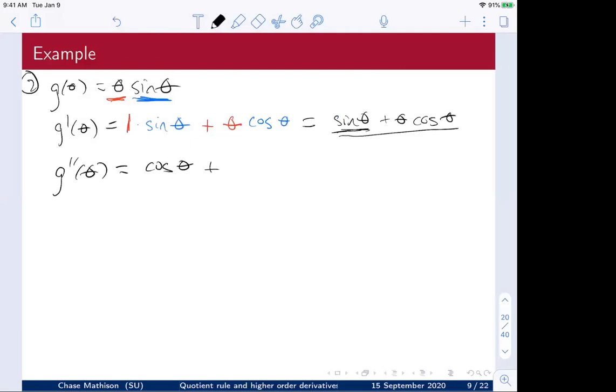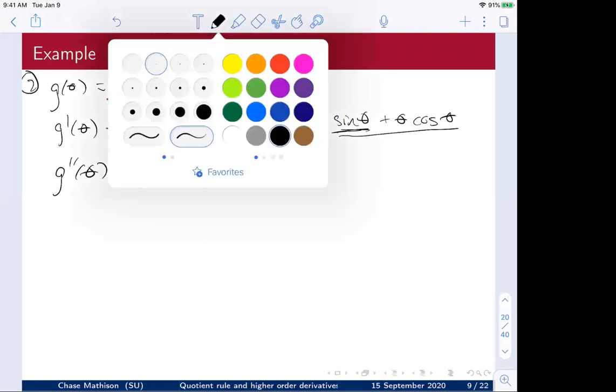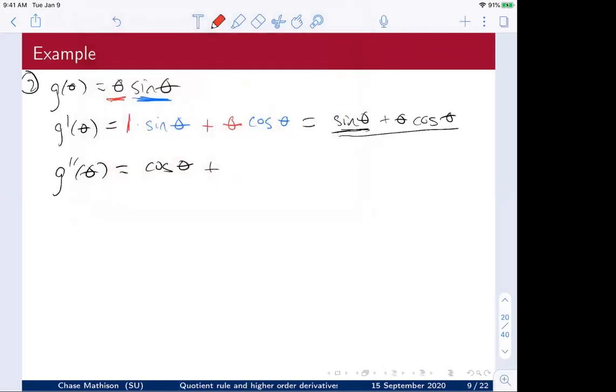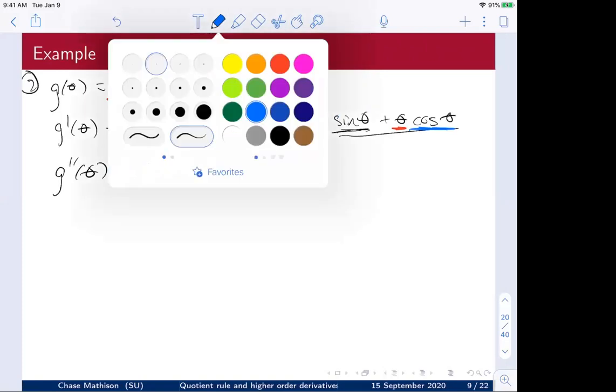Plus, and then how do I take the derivative of theta times cosine of theta? Just do the product rule again. Yeah, I need the product rule again. Very good. So again, I'll call theta the red part. I'll call cosine of theta the blue part.